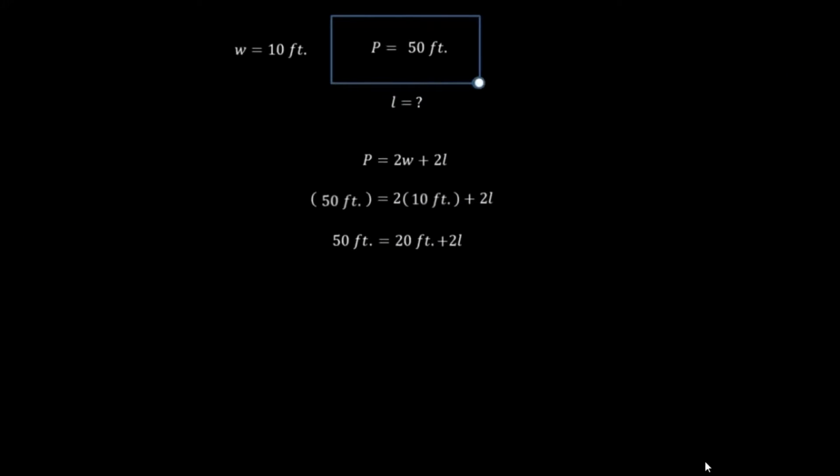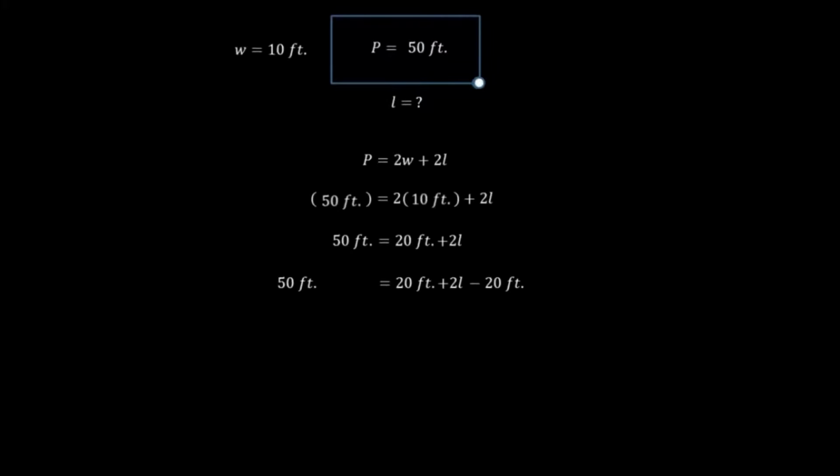We want to get L, the length, all alone. Before we can get L all alone, we're going to get the expression 2L all alone. And we see that 20 feet is being added to the 2L. So it makes sense that we're going to subtract off 20 feet from the right-hand side of the equation in order to start to get 2L all alone.